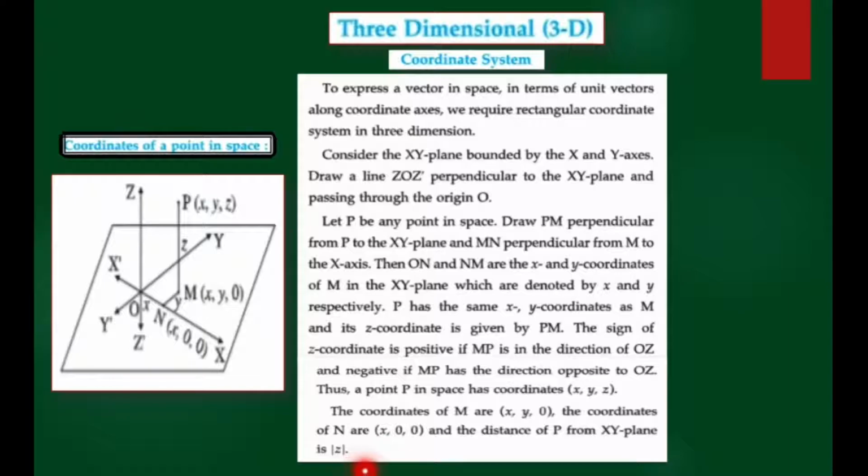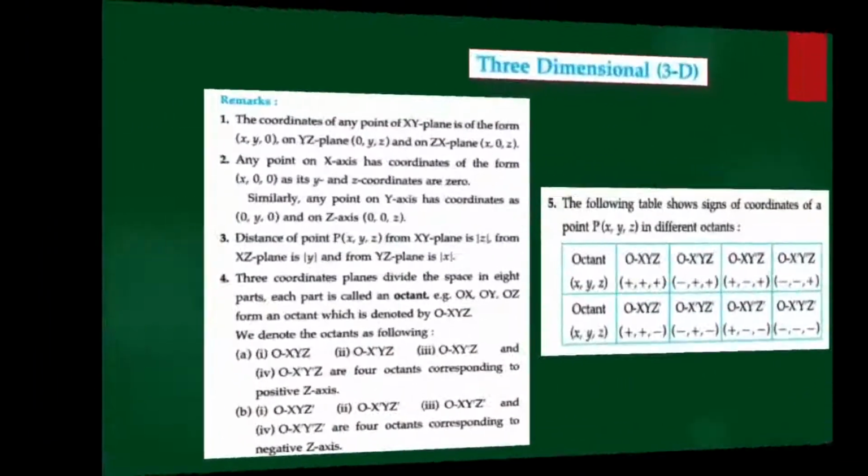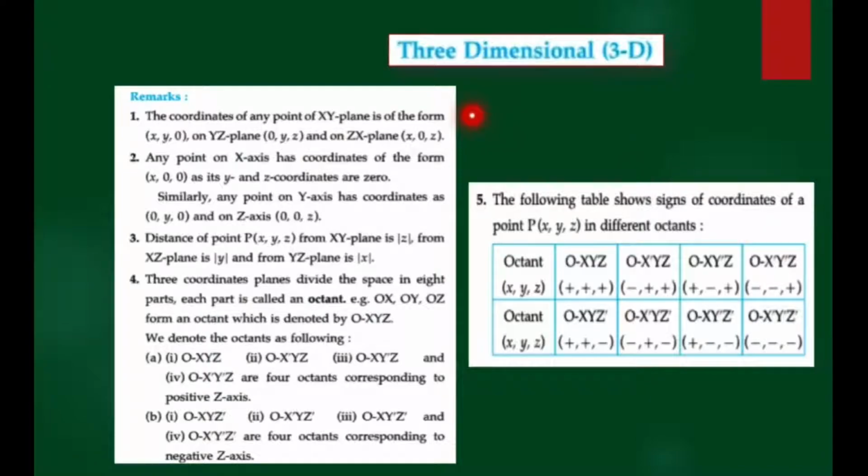Why do we write modulus here? Because the vector is in the direction of OZ or in the opposite direction of OZ. So we write modulus of z. Now see the next topic in the 3-dimensional system, an octant. In the 2-dimension system we consider quadrants. In the 2-dimension system there are 4 quadrants. In the 3-dimension system there are 8 octants.